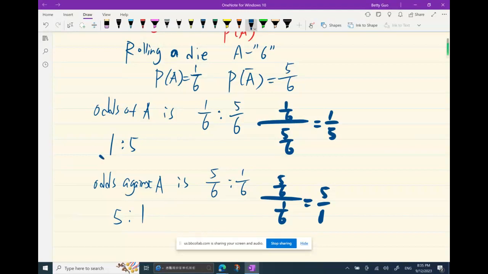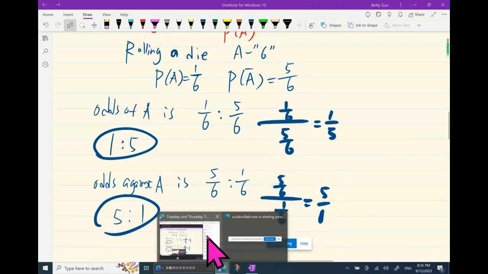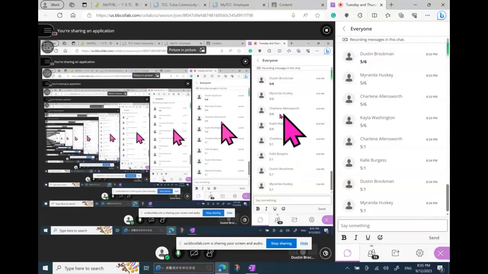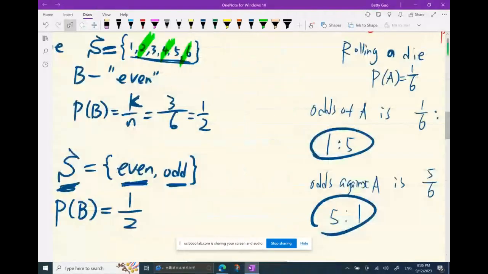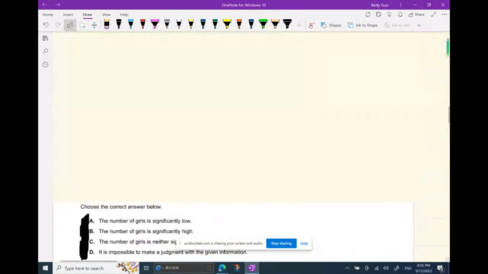But in reality, they do this first: 1 to 5 or 5 to 1 is a ratio. Again, I want to emphasize that odds is a ratio, not one value. That's very important. After the class, you don't say odds is the probability. No, odds is not probability. Odds is a ratio. And we don't have a lot of problems about odds. I see this one. We can do it.